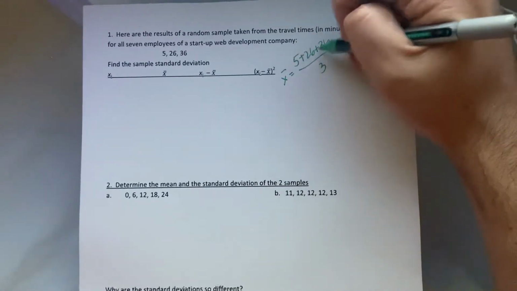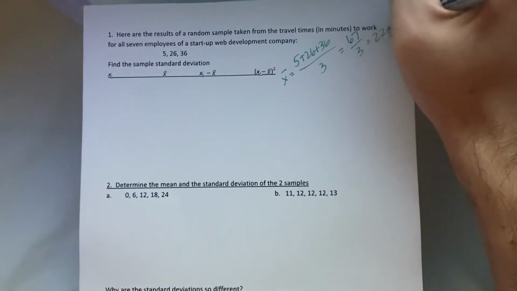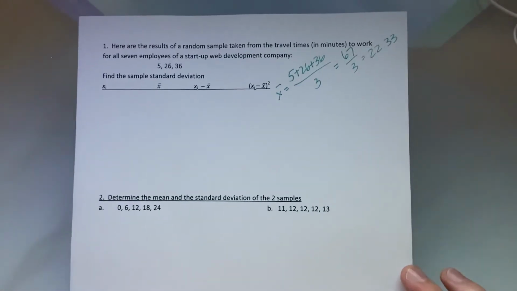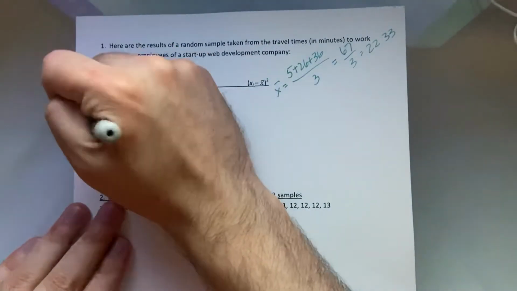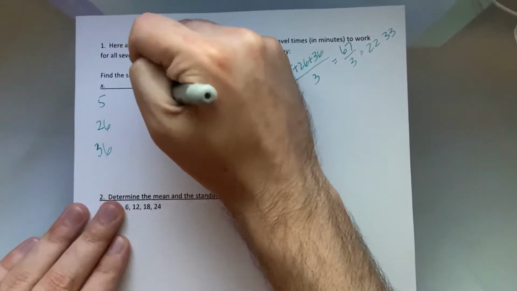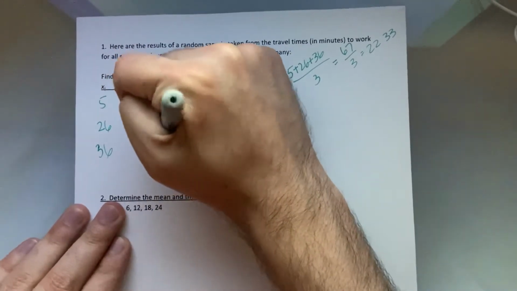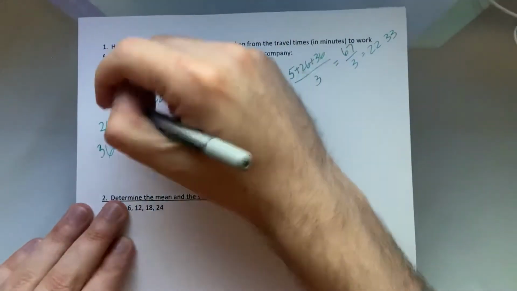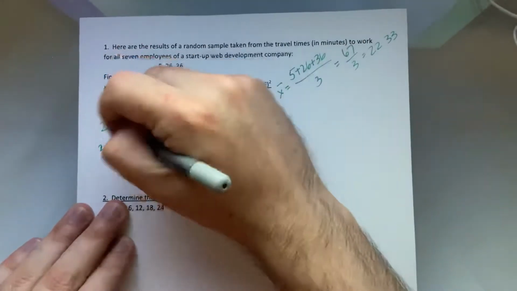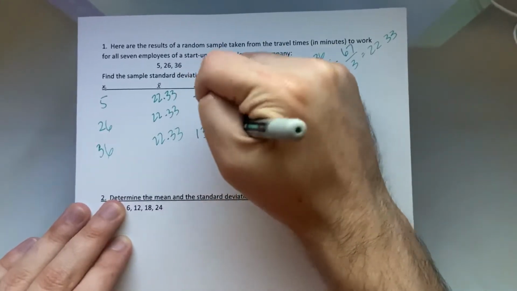This is 67 over 3, which is 22.33 repeating. So we write out our numbers, 5, 26, 36. We've got 22. I'm going to just round it to 22.33. Subtract. 5 minus 22.33, that's negative 17.33. This one is 3.67, and this is 13.67.